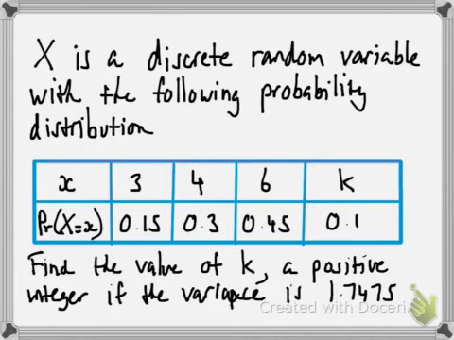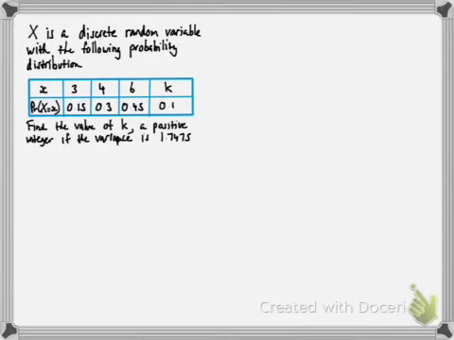Alright, if X is a discrete random variable with the following probability distribution, find the value of k, a positive integer, if the variance is 1.7475. Wow, big question here. So what we need to do first of all is find the variance, and then we're going to make it equal 1.7475. So let's do that. To find the variance, first of all we have to find E of x and also E of x squared. So I'll go away and do that, and we'll come back in a sec.